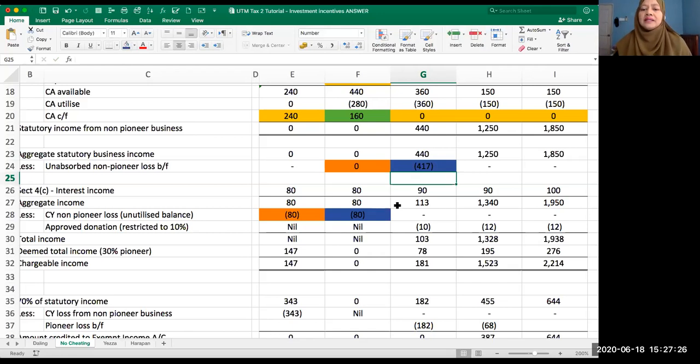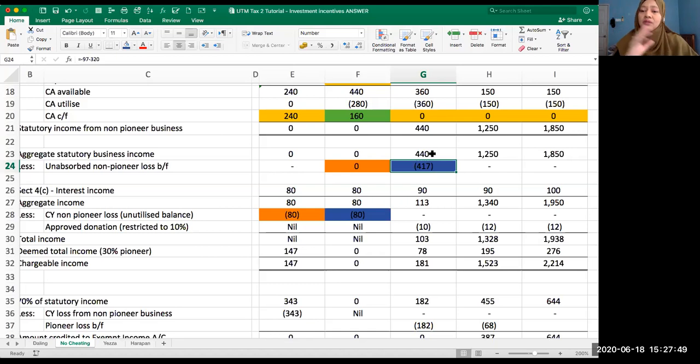Okay, and then for the year you have 90. Okay, kalau you tengok sini 440 minus 417. Itu boleh, ya. Tapi katalah you ada kat sini 450. You tak boleh tolak 450 kat sini. You kena tolak 440 only maximum. So the 10,000 you carry forward to next year. Alright, so that's how the format works lah.